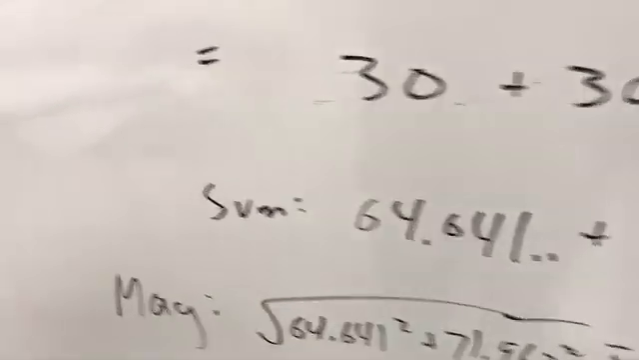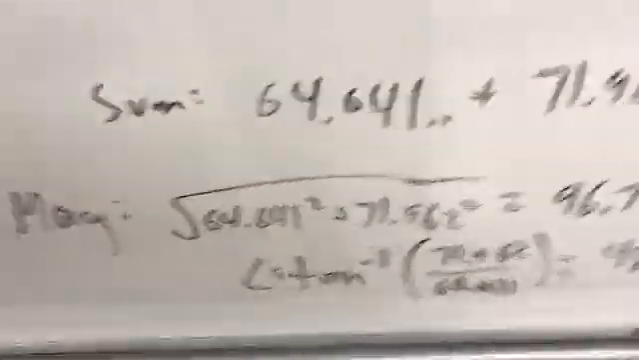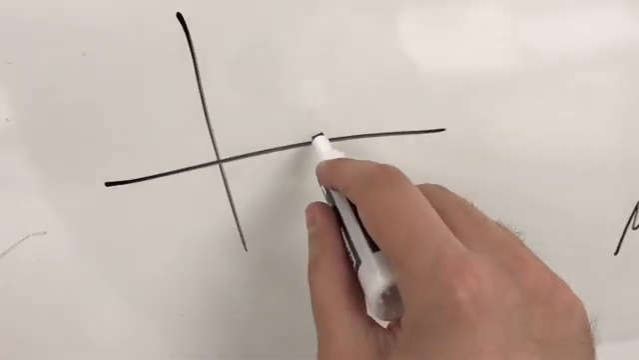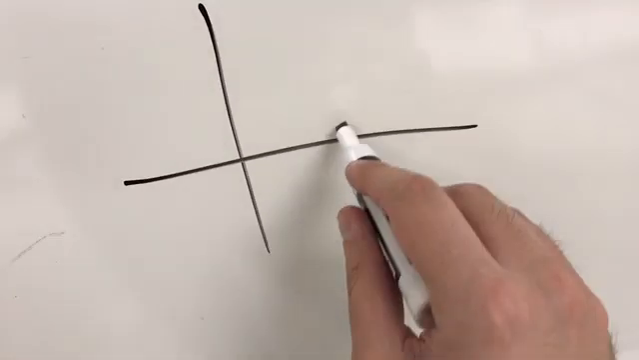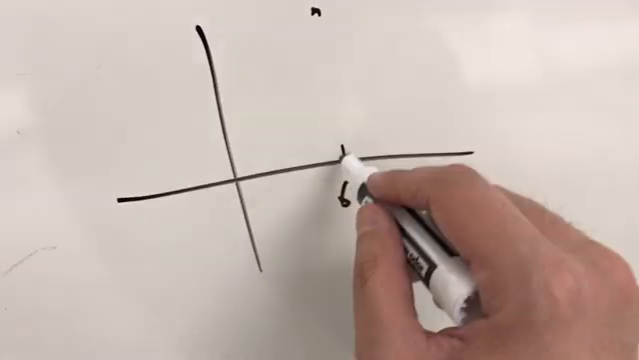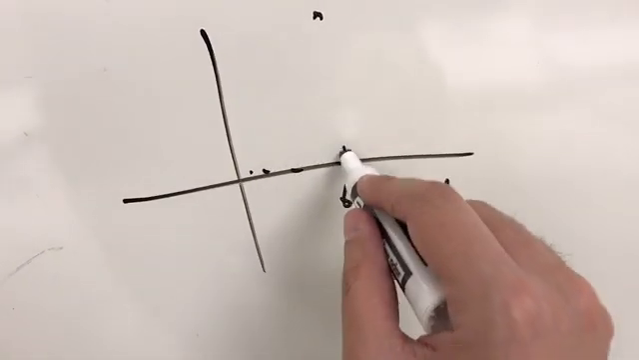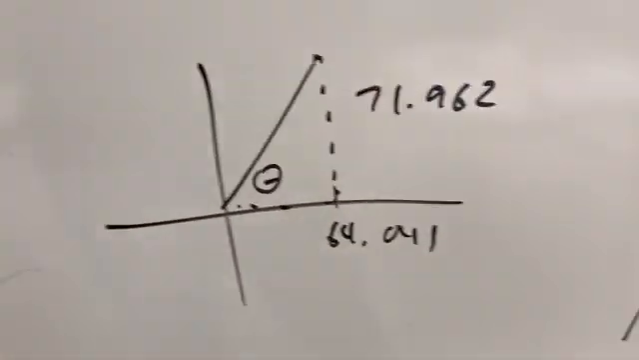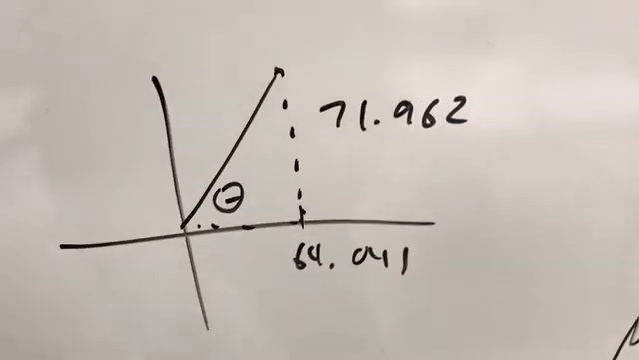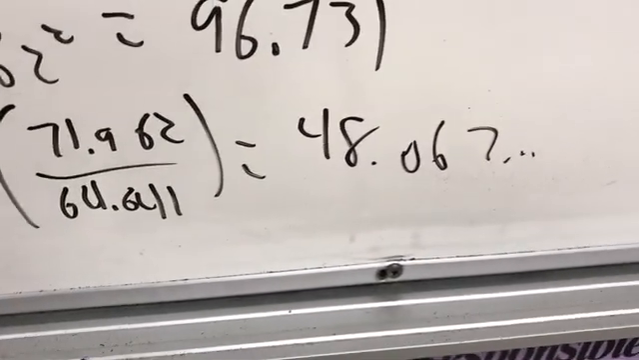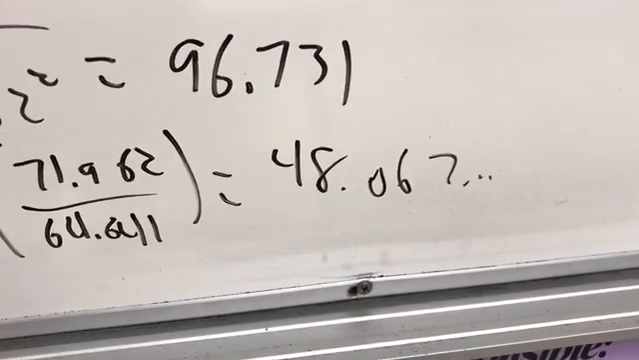Because if you plot this, what you're doing is you're going over 64 in the essentially real direction. You're going to graph this. If you've got a point here, you're going over about 64.041 in this direction, and you're going up about 71.962. Okay, and you're trying to find this angle measure right there. So I've got an opposite and an adjacent. I can use an inverse tangent to find that. So I used my inverse tangent there. It's about a 48-degree angle, depending on how you want to round it.